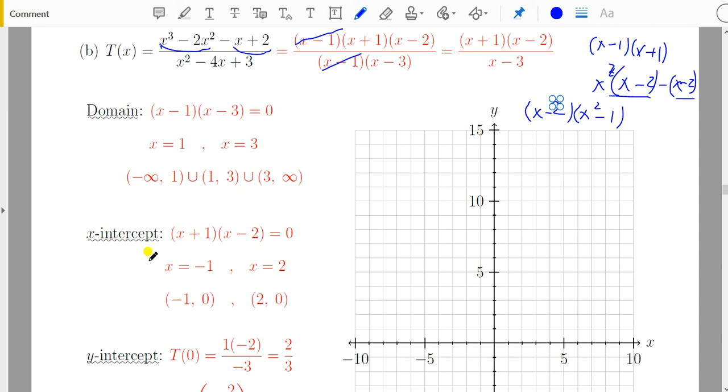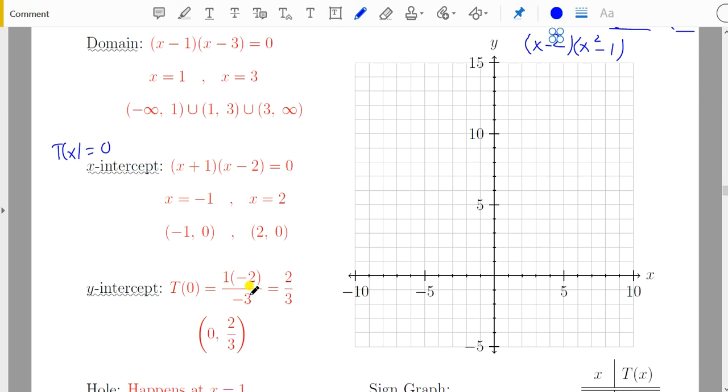And then for the x-intercept, we let y, or T of x, to be 0, and then solve for x. The only way that makes T of x to be 0 is the numerator becoming 0. We don't want the denominator to become 0 because that will be undefined. So that's why we only set the top to be 0. And the top is these two expressions, because we take the final expression after we cancel out the terms. So x plus 1, x minus 2 to be 0. That gives me x equals minus 1 or x equals 2. And these two are the x-intercepts.